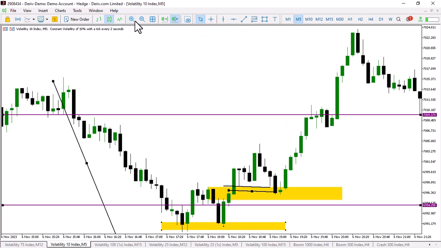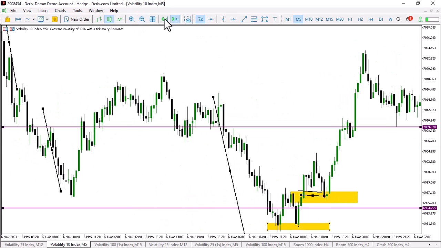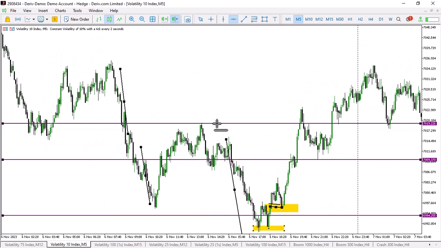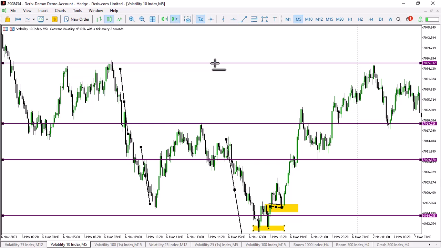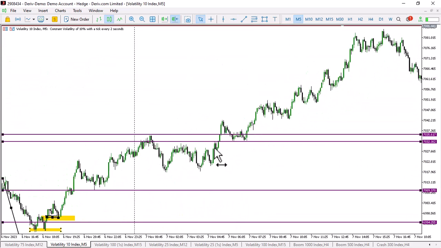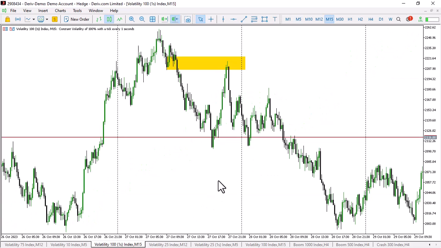So what are you targeting? Again, you go for the high. You go for the next high that you see, and I'm going for this high, and we also have that high. So it all depends on you, on what you are doing, and you have to have 3 strikes to the high. Let's go on V100 1S.